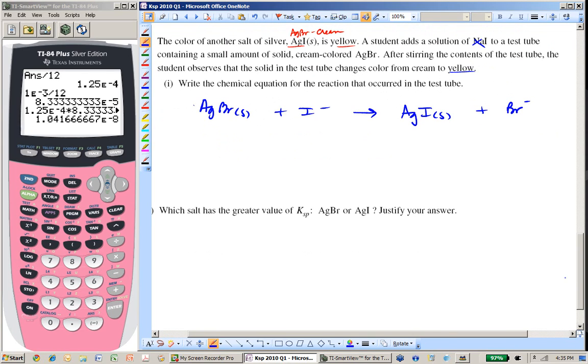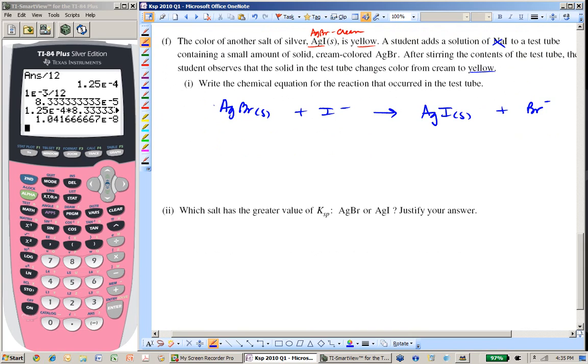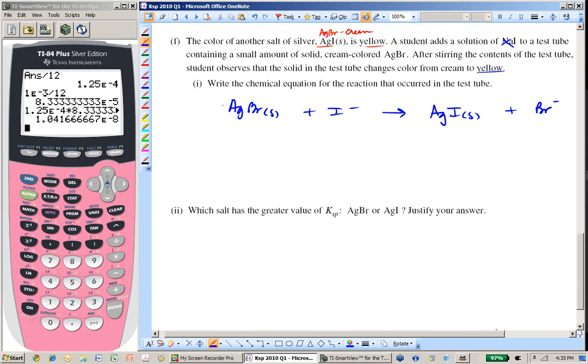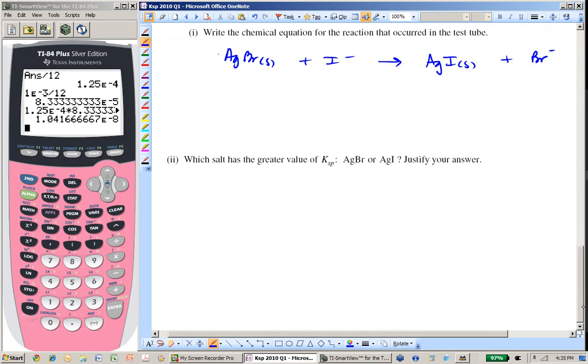Now, here comes the tricky bit. Which salt has the greater value of KSP, AgBr or AgI? And justify your answer. Well, there's 2 ways to do this. There's a math way and there's a word way. The math way is probably simpler, so we'll do it first, and then we'll come back and do the word way. Because it doesn't matter which one you do. It matters how you think this through.